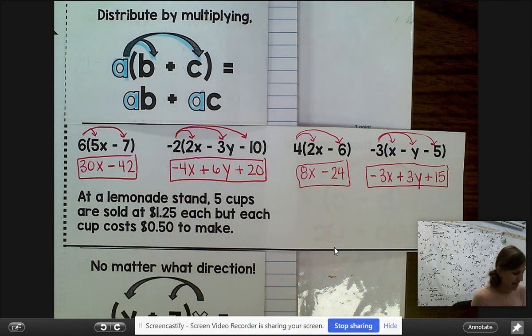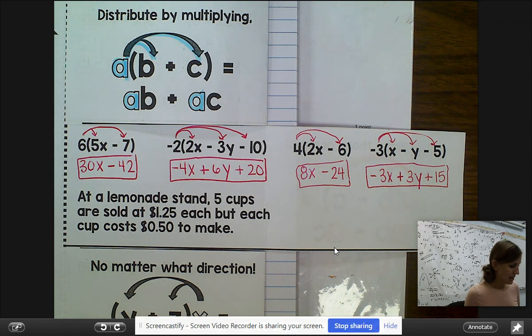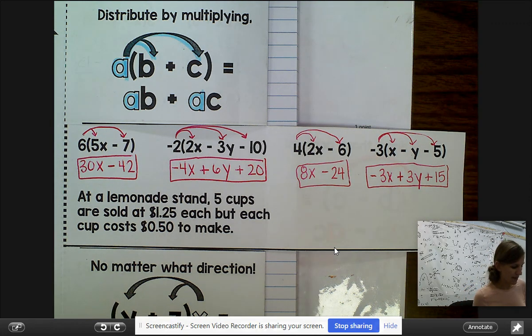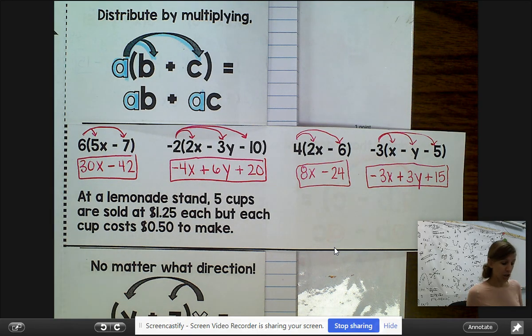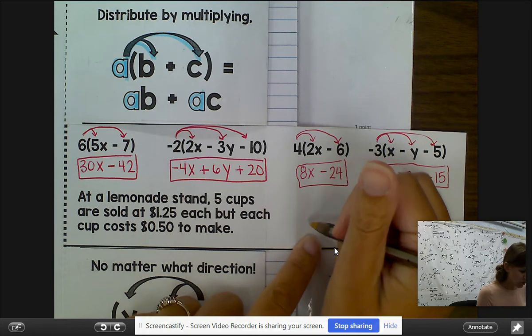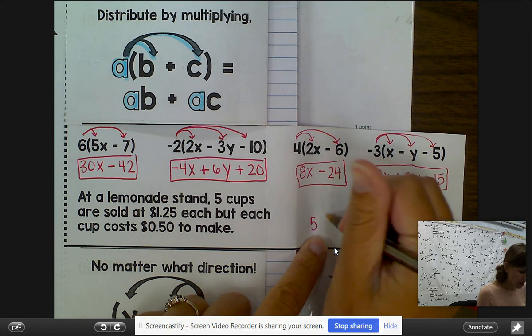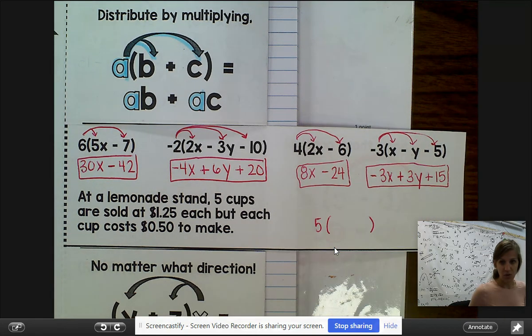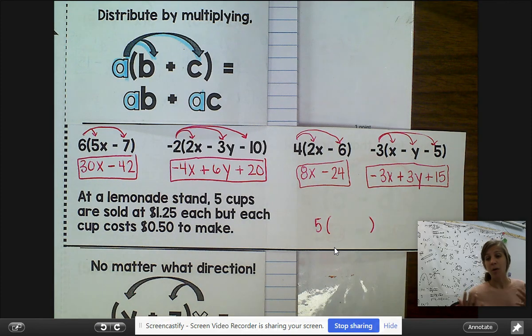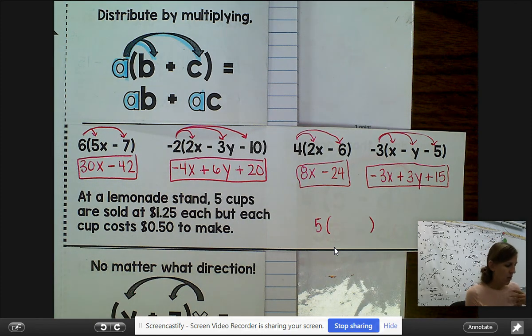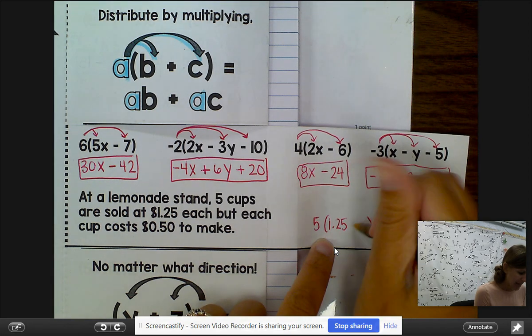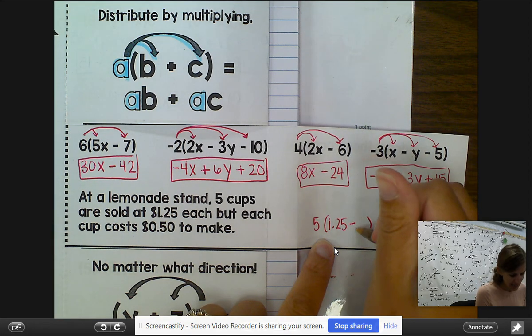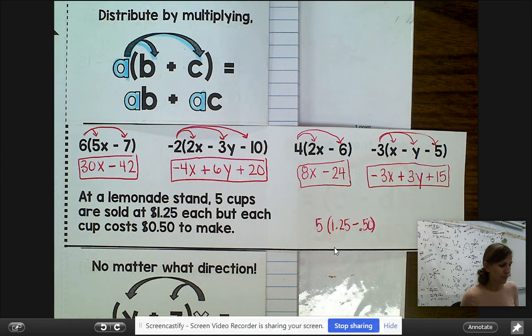Okay, so then at a lemonade stand, 5 cups of lemonade are sold at $1.25 each, but each cup costs 50 cents to make. So kind of like how much money you're earning here. Well, I sold 5 total cups, so 5 times the quantity of how much money I make. Well, I sell them for $1.25, but it cost me 50 cents, so I have to subtract that off.